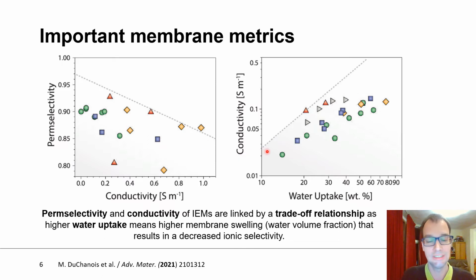We can also see that the conductivity increases with increased water uptake. So the higher the water uptake into the membrane, the higher the conductivity, but hence also the lower the perm selectivity. So we can play around with membranes to get them to the desired properties, but we typically need to make some kind of trade-off.